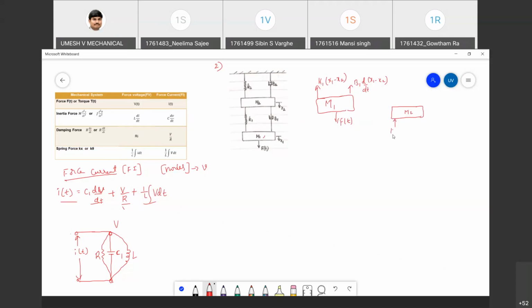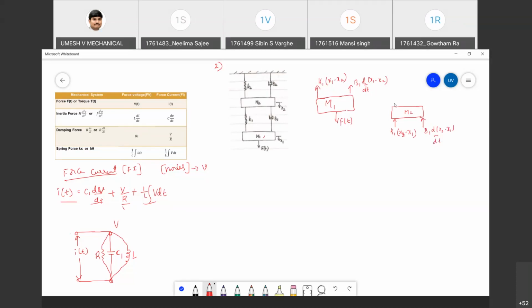For K1, it is K1 into x1 minus x2 for mass m1. For mass m2, it is K1 into x2 minus x1, because M2 has x2 displacement. Now similarly for B1? For B1, it will be B1 d by dt of (x2 minus x1). Very good. Are you clear now?